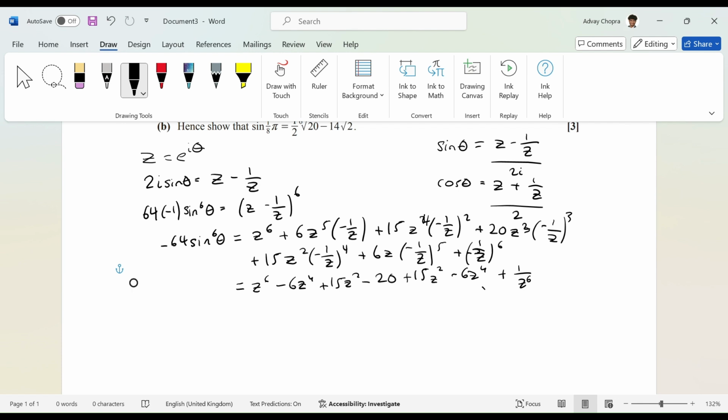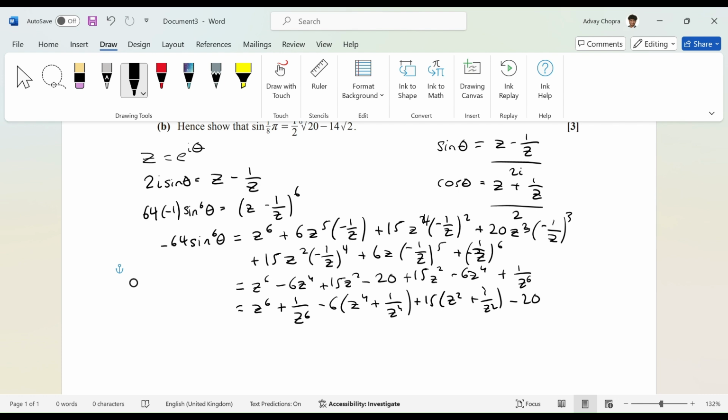Now, what we can do is pair some of these up. The things that have the same power, we pair up. So we get z to the 6 plus 1 over z to the 6, minus 6 z to the 4 plus 1 over z to the 4. Then we have plus 15 z to the 2 plus 1 over z to the 2. And the last term is by itself, and that's just 20.